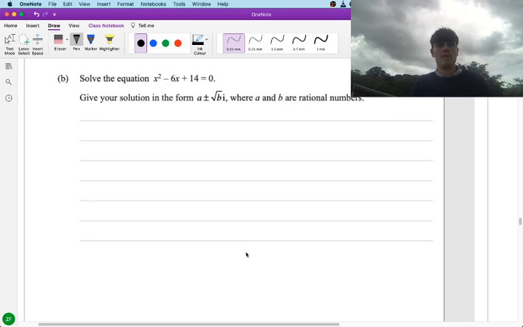Okay, so solve the equation x squared minus 6x plus 14 equals 0. Give your solution in the form a plus or minus root b i, where a and b are rational numbers.